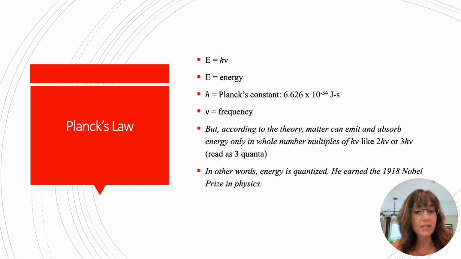And like most good physicists, Max Planck has an equation. It's E equals hf. E is energy, h is Planck's constant, right there, 6.626 times 10 to the negative 34th joule-seconds, and f is the frequency. And if you remember that frequency is 1 divided by seconds, well, joule-seconds divided by seconds will get you joules. So energy is going to be in joules.